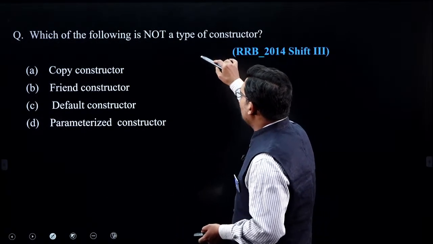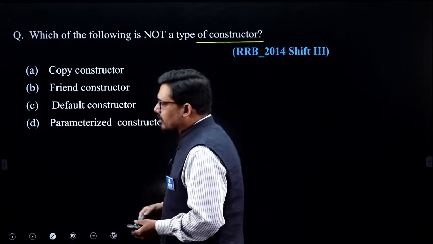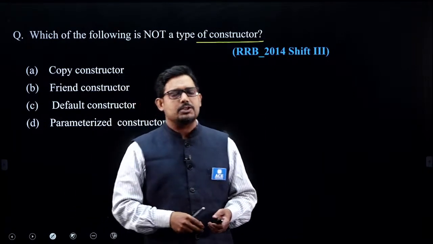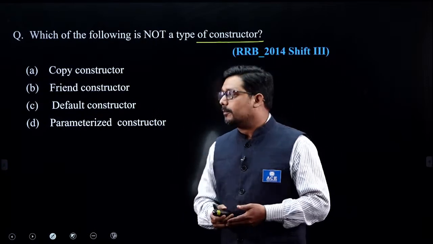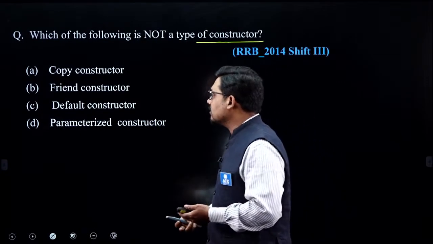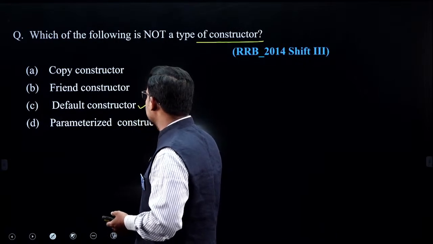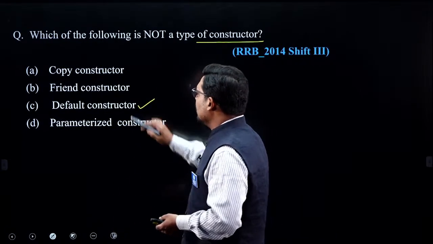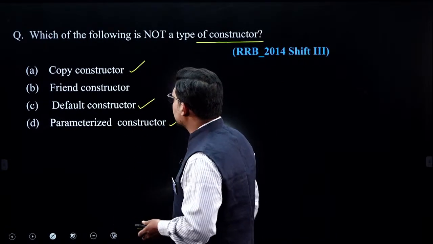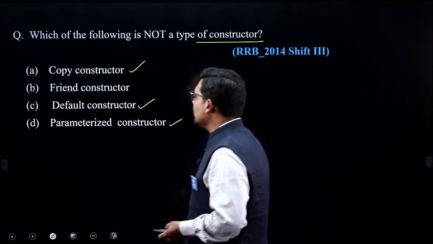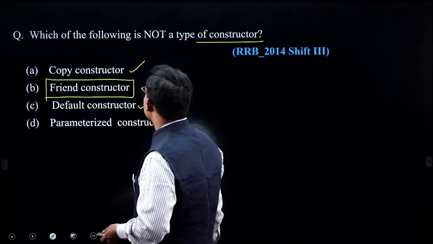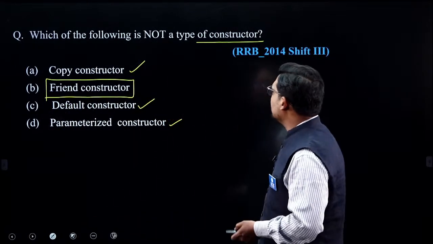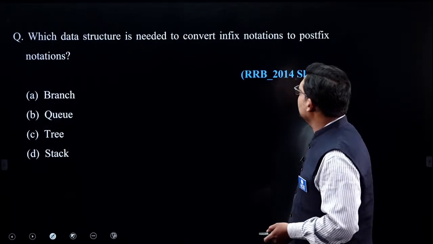Again, which of the following is not a type of constructor? If you have gone through this particular topic, which is object oriented, then you can see that there are types of constructors called default constructor, copy constructor, and parameterized constructor. There is nothing called a friend constructor in this case. So that is the level of the question that has been asked.